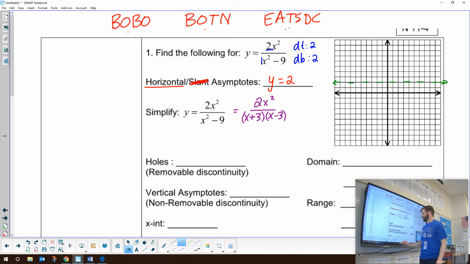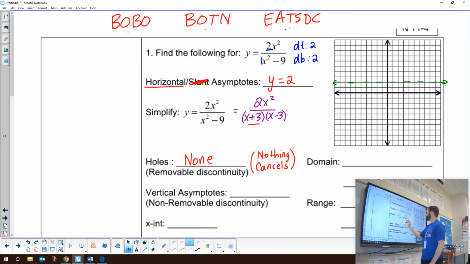So, if nothing cancels, then we are going to have no holes in my graph. In other words, there's no holes because nothing cancels. Okay? And so we are just going to look to find my vertical asymptotes. Now remember your vertical asymptotes. Your vertical asymptotes are your undefined values that do not cancel. Vertical asymptotes are undefined values that do not cancel.